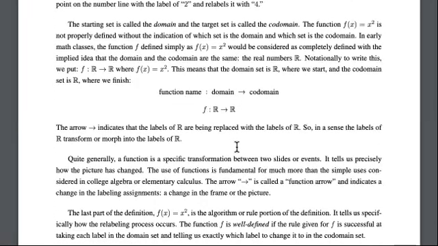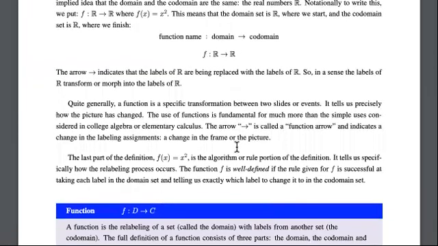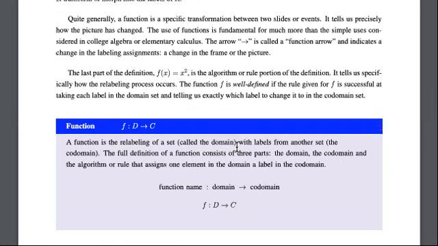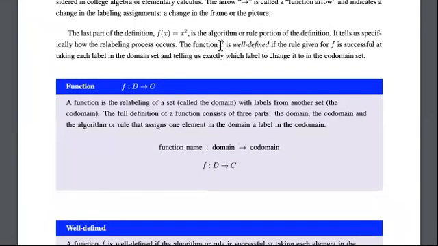So we'll need those, and we'll be looking at some examples of that as we go along through the text. Okay, a function is well defined if the rule given for f is successful at taking each label in the domain set and telling us exactly which label to change it to in the codomain set.